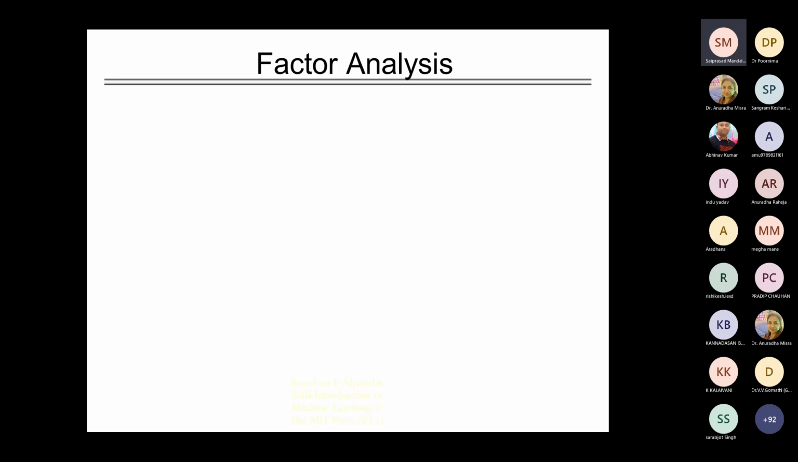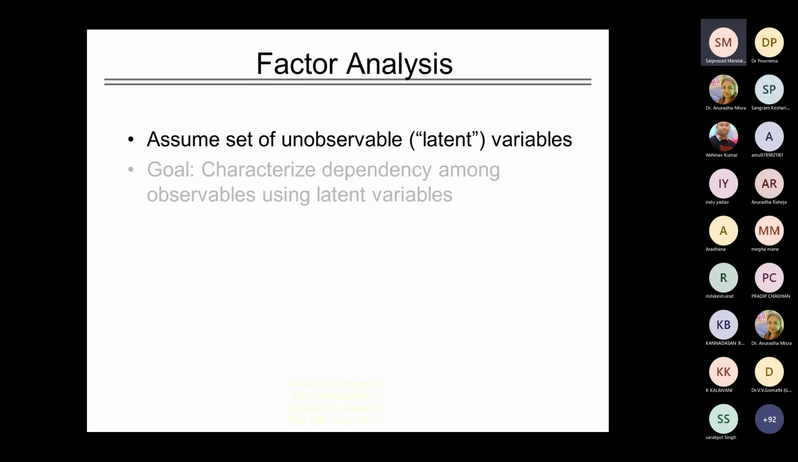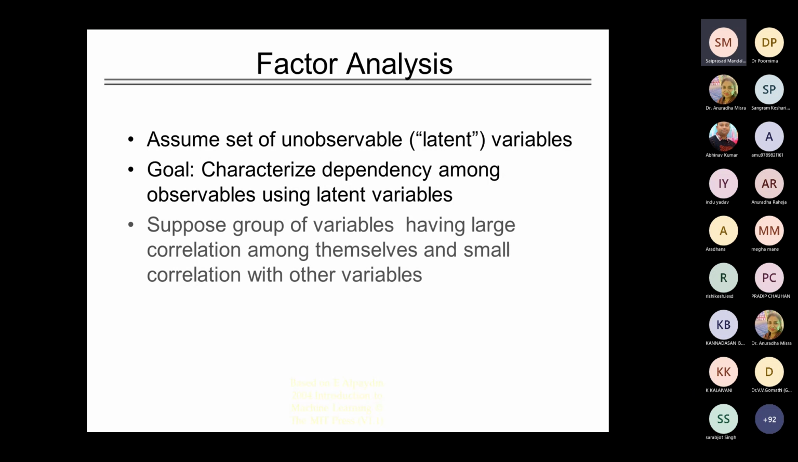Now the last topic is factor analysis. Assume a set of unobservable latent variables. The goal is to characterize dependency among the observables using latent variables. Suppose a group of variables has large correlation among themselves and small correlation with other variables. This is a single factor.